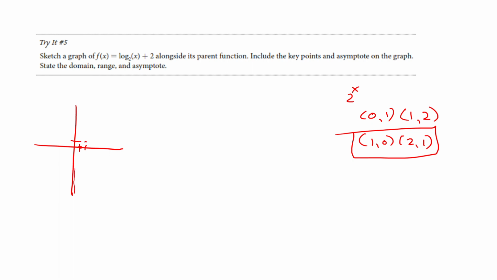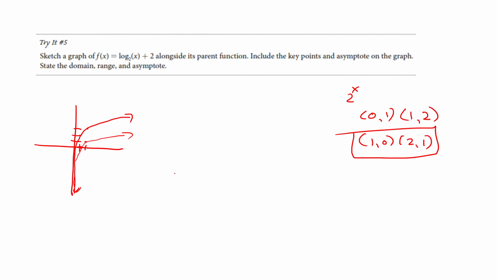So here are my key points for my original function. Now we're just moving everything up 2. So he's going up 2, he's going up 2, and now here's my final function. And that really is good enough for me. I just want you to understand the transformations, so we're moving up 2.